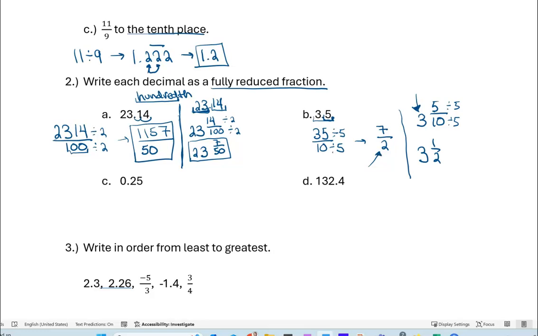All right, if you haven't done so already, go ahead and pause the video, and then I'll go ahead and do 2C for you. So this one, I don't have a whole number. So there's only one way to do this. Once again, it's how many places to the right of the decimal are you? Well, you're at the 100th place. That means that my denominator needs to be 100. So my decimal moves and I get 25 over 100.